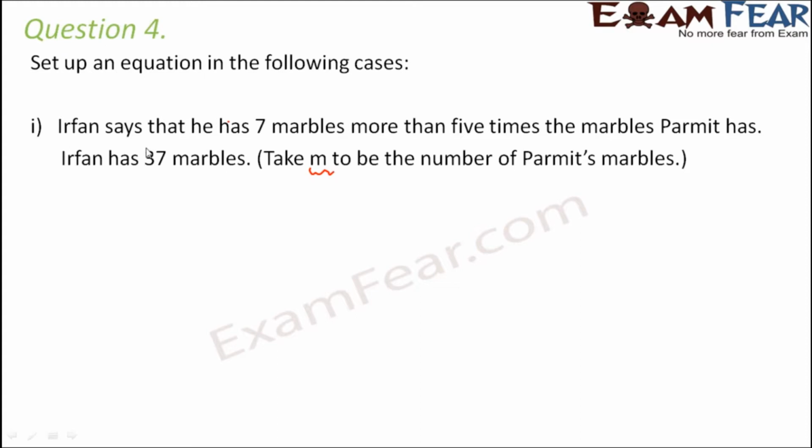Perfect. Now our second condition is to establish the criteria. So what is the criteria? Irfan has 7 marbles more than 5 times Parmeet's marbles. So 5 times of Parmeet's marbles would be 5M plus 7. So 7 more. So 5M plus 7 should be Irfan's marbles. But actually Irfan has how many marbles? He has 37 marbles. Therefore 5M plus 7 is equal to 37 would be the equation.